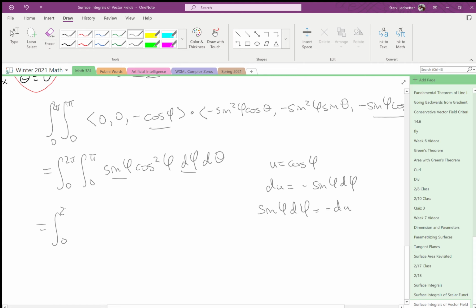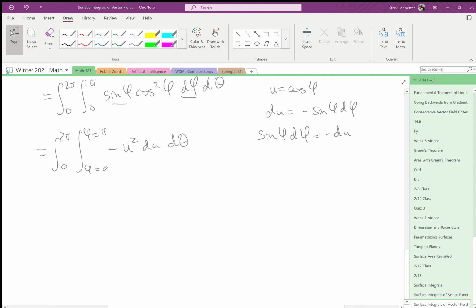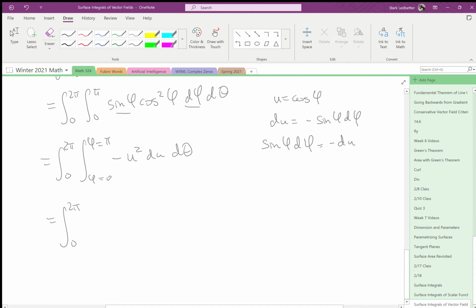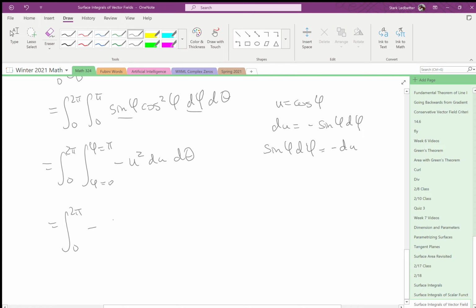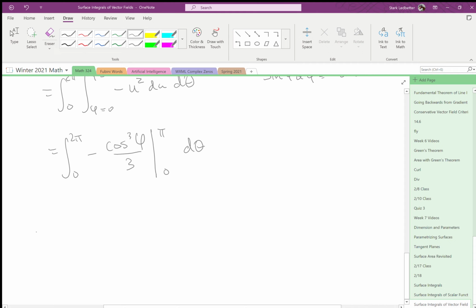Okay, theta from 0 to 2 pi. This is phi, goes from 0 to pi. Negative u squared du d theta. So then that integrates to negative u cubed over 3, and I'm just going to go ahead and sub that back in. So cosine cubed phi over 3, going from 0 to pi, and then eventually integrating with respect to theta as well. Okay, so cosine pi is negative 1. Negative 1 cubed is negative 1.